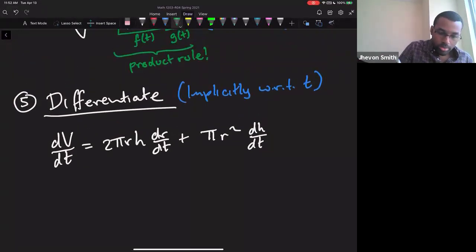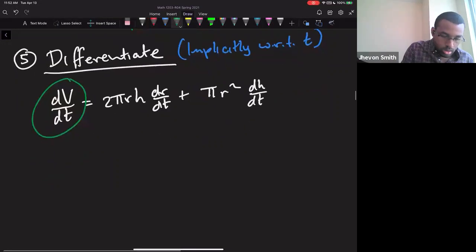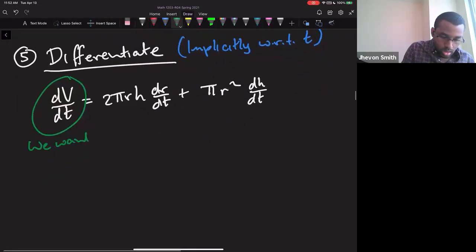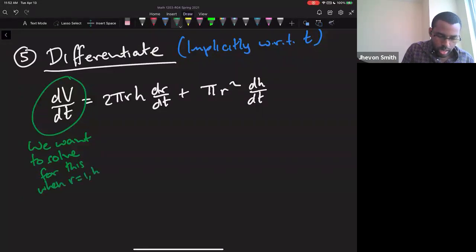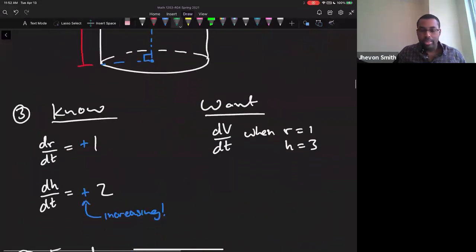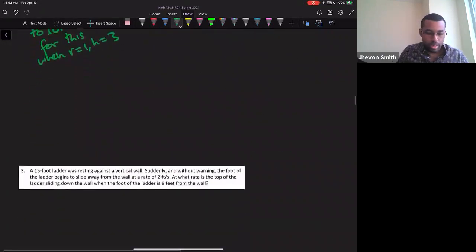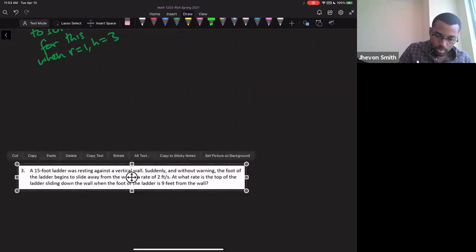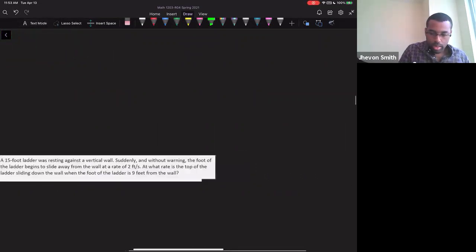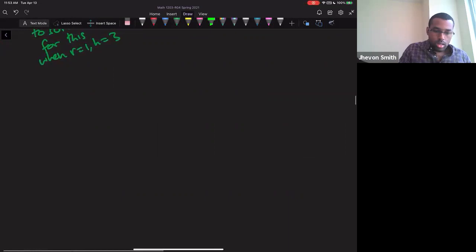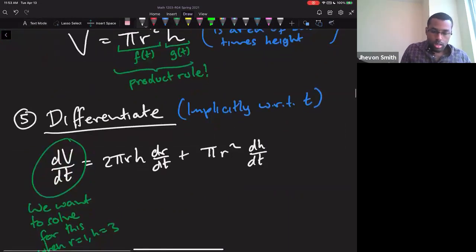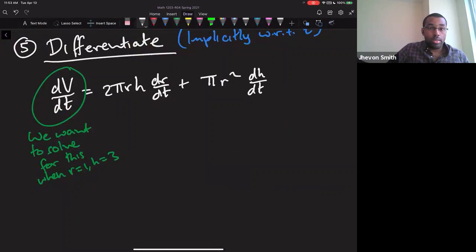Now, we actually want to find this one. To solve for this when r equals 1, h equals 3. How do I know that? Well, I wrote that down in step 3. I want dV/dt when r equals 1 and h equals 3. Right? I don't even have to look at the word problem anymore. Move this out of the way. Okay, so that is the derivative.